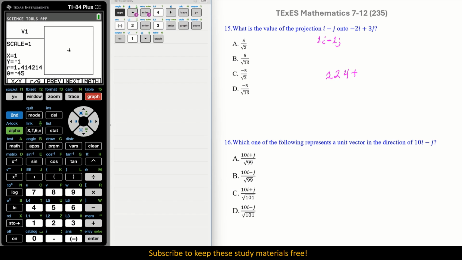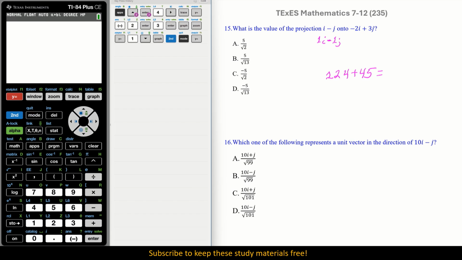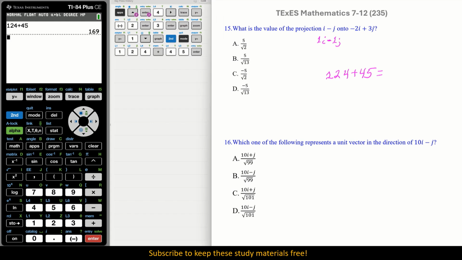Take it at absolute value. So that means we need to add those two together to get the theta that we need to use. All right, let's go second mode, exit. I'm not going to do this in my head. 124 plus 45, and remember, we were rounding. So that is roughly, remember all this is rounded, roughly 169 degrees.